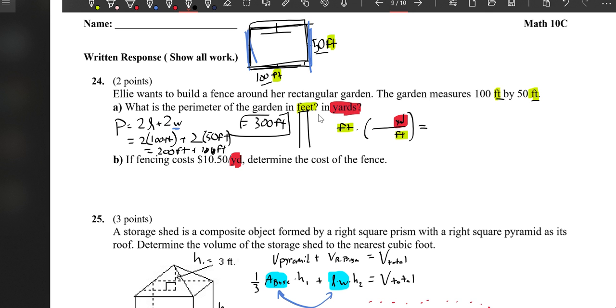So now I need to change it to yards. So I'll put in my 300 feet, and I will say that there are 3 feet in a yard. 300 times a third is the same as 300 divided by 3, which is 100. My unit now is yards because feet and feet canceled. So it's 100 yards or 300 feet.